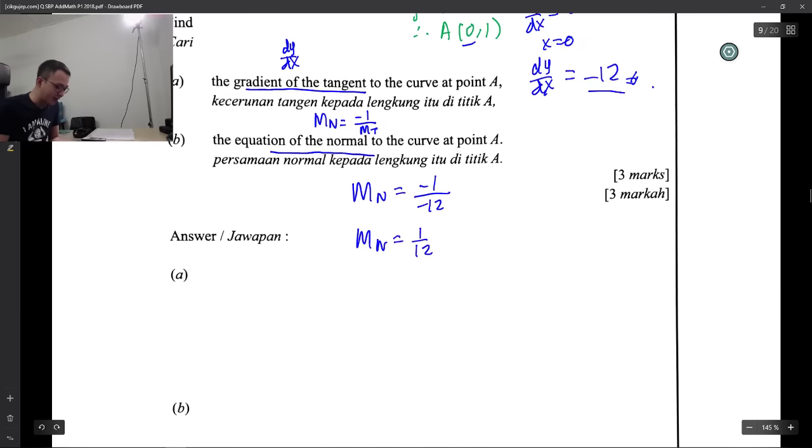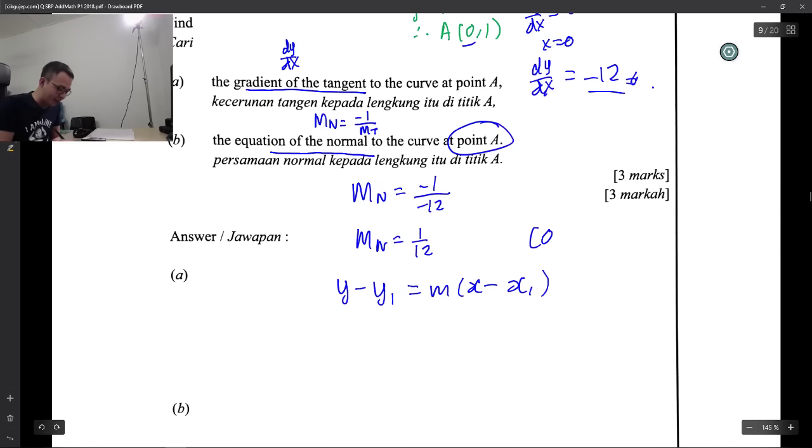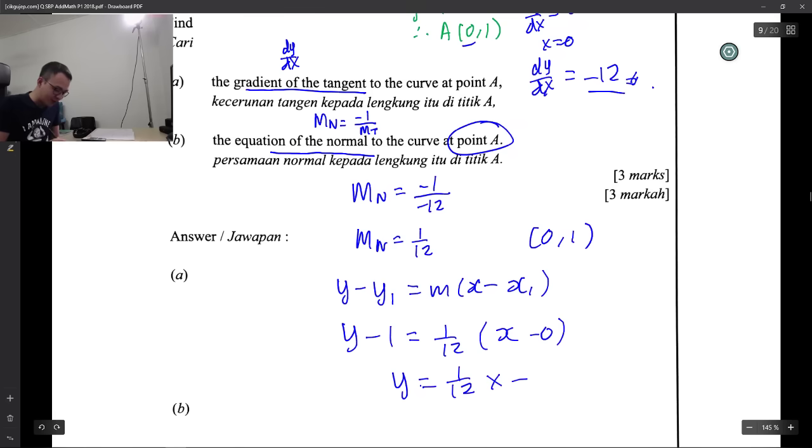Then I want to find the equation of normal. I form the equation y minus y1 equals m, x minus x1. Then at the point A, I sub in my point A here. So y minus 1 equals 1 over 12, x minus 0. So y equals 1 over 12x plus 1. Alright, this is how I get the equation of normal.